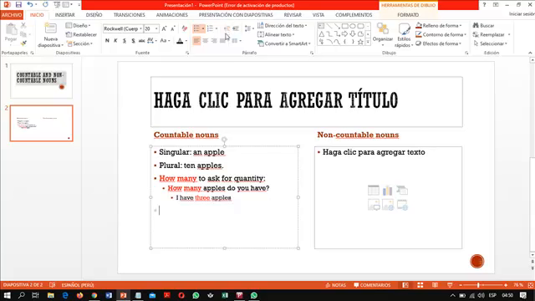In the case of are there, what we want to know is not the quantity, but only if something exists, okay? Exists. For example, right?